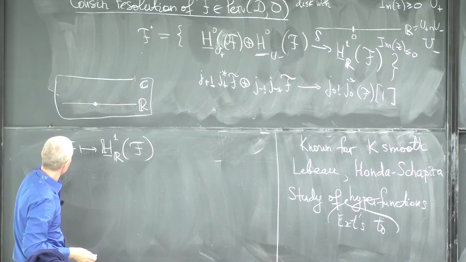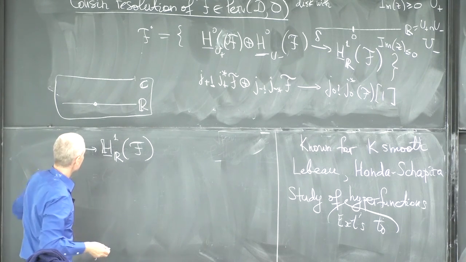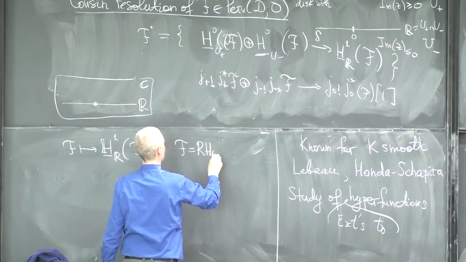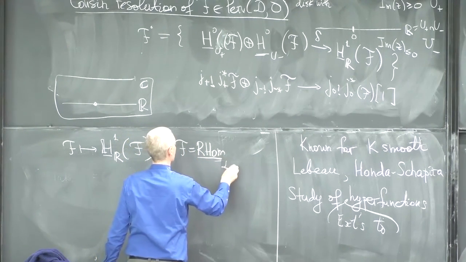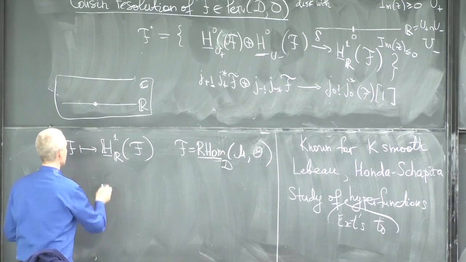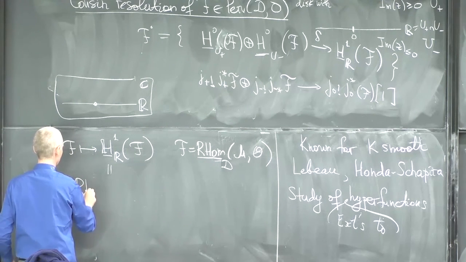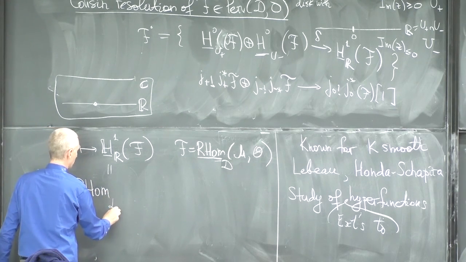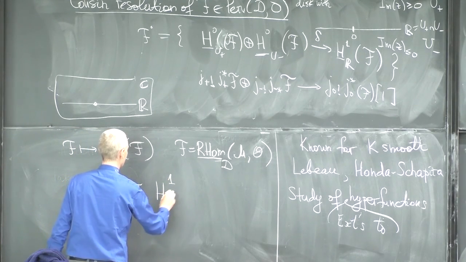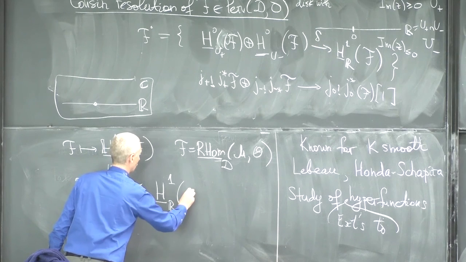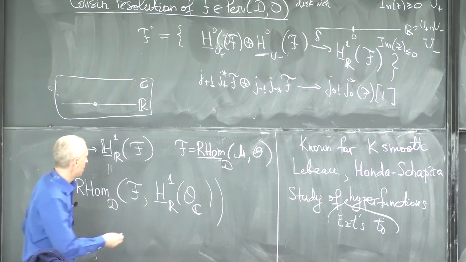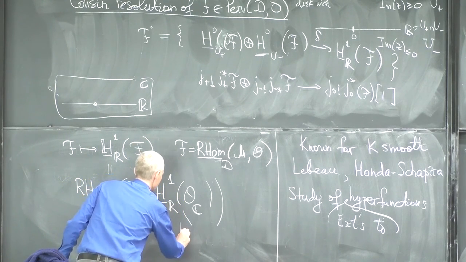Now, if F is a sheaf of solutions of a holonomic D-module, if F is RHom from D, from M to O, then this is simply RHom over D, from F to H1 with support in R of O_C. And this is the famous sheaf of hyperfunctions.